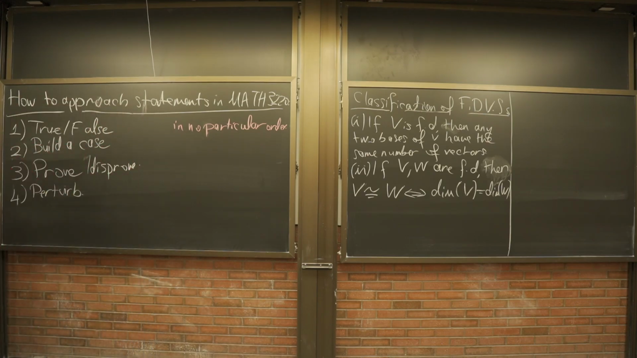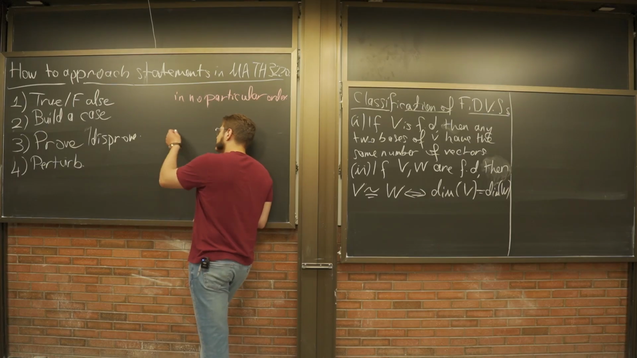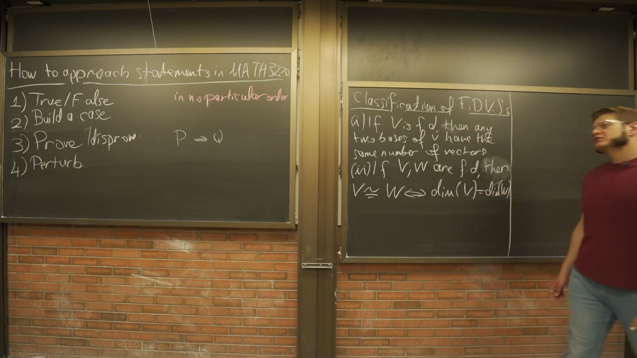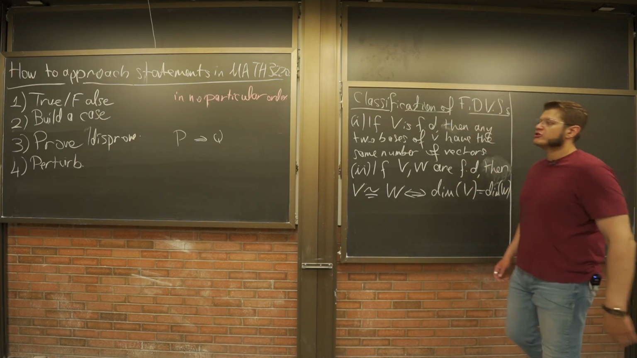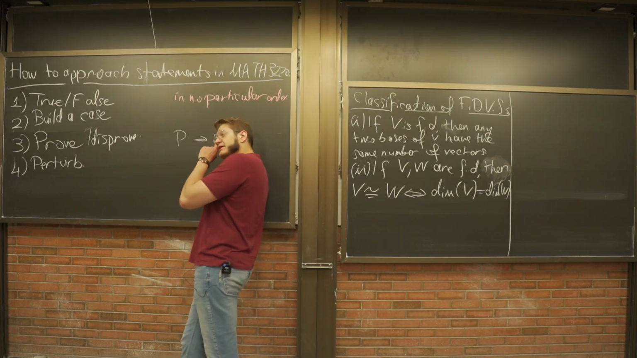This is the next stage, perturbing the statement. And by this I mean something of the following form. Let's say that the statement you were given was of the form P implies Q. So if you assume P, then it follows that Q, the other statement, is also correct. By perturbing the statement, I mean something like this, perhaps.